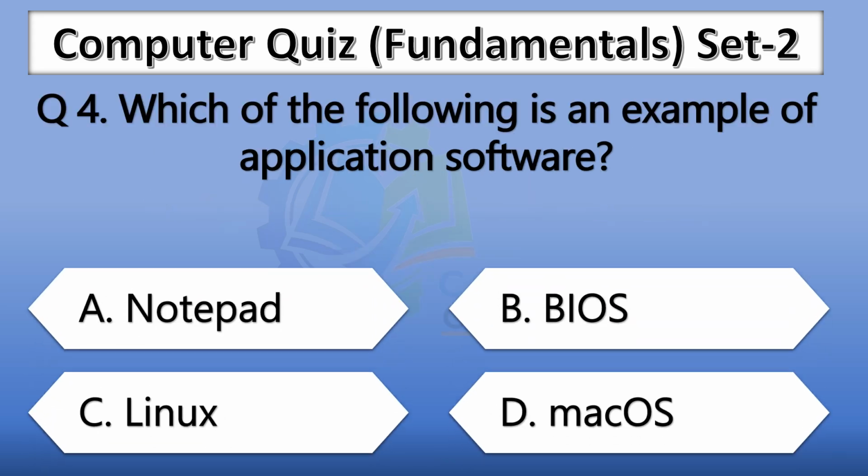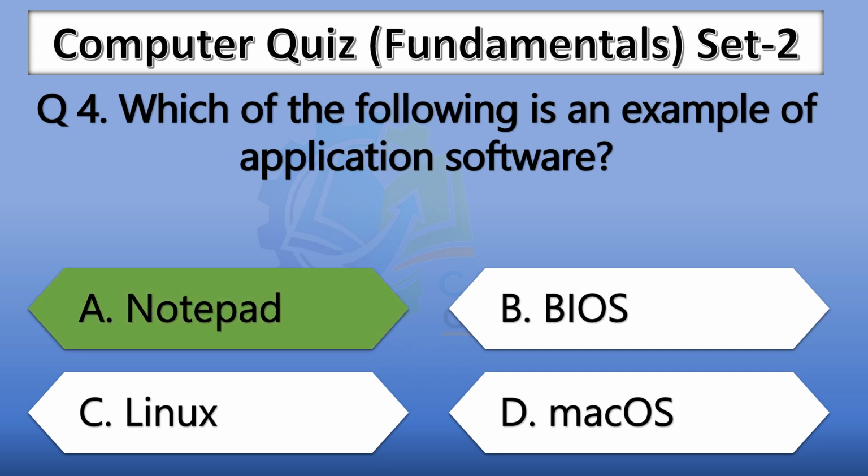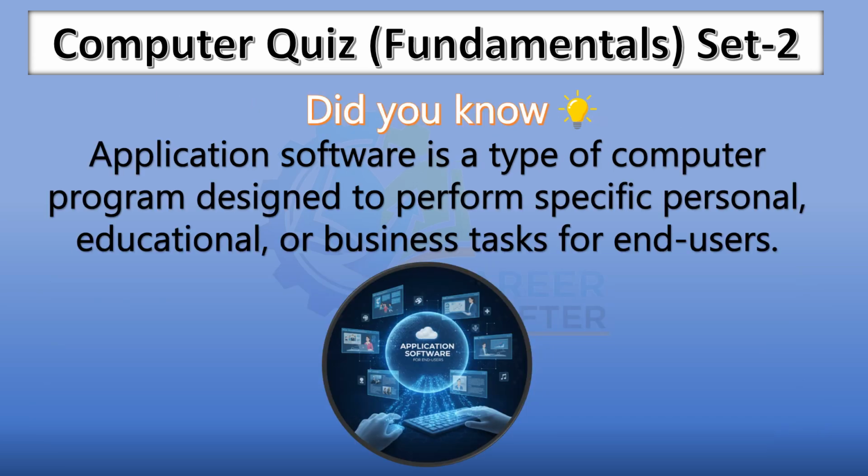Which of the following is an example of application software? Options are Notepad, BIOS, Linux, or Mac OS. The correct option is Notepad. Application software is a type of computer program designed to perform specific personal, educational, or business tasks for end users.